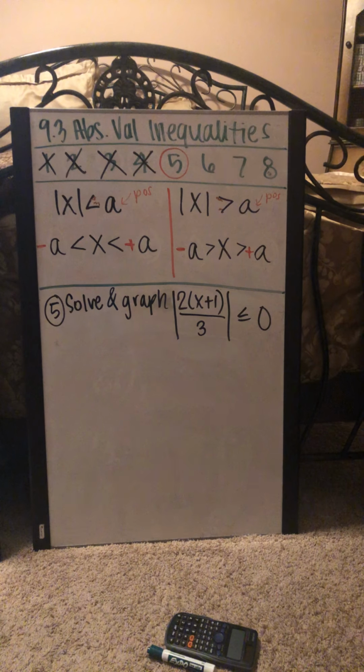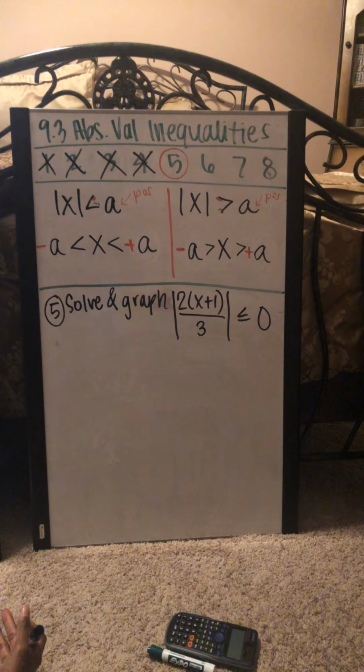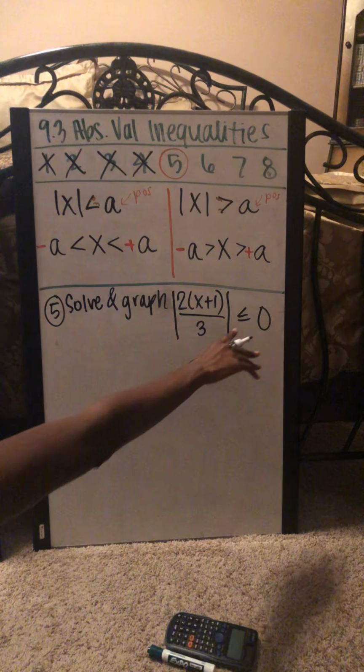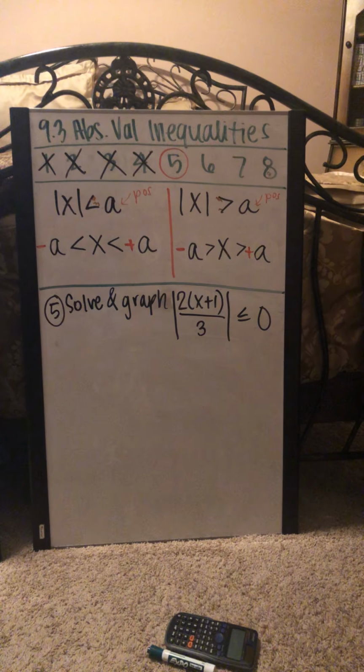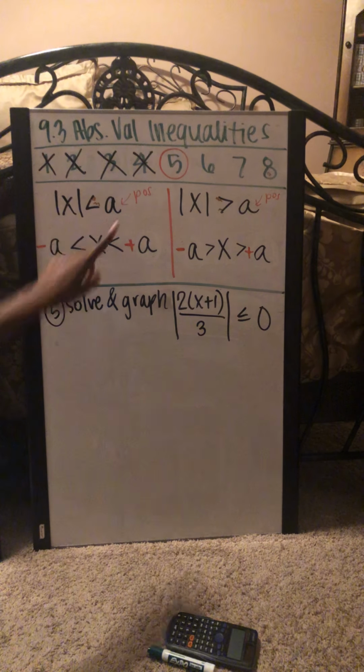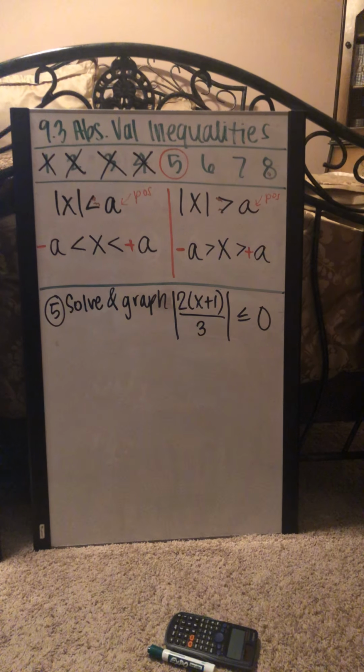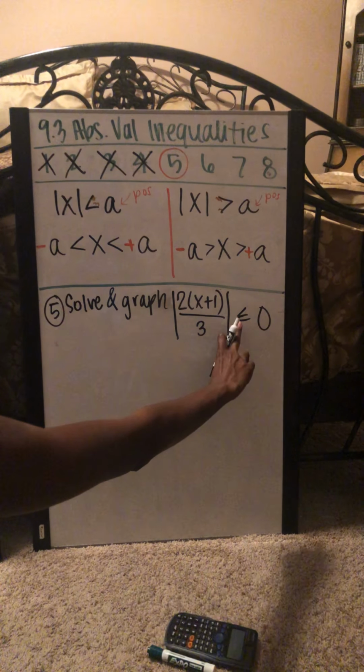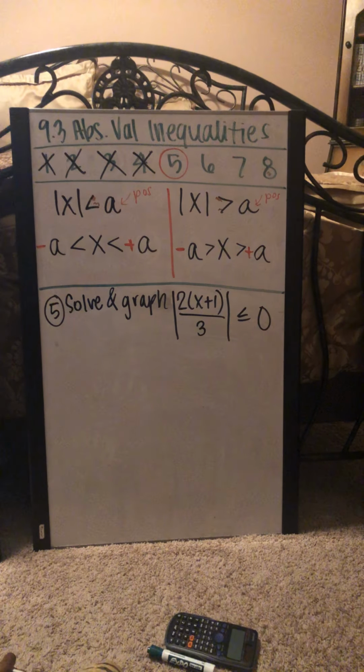Alrighty, so for example 5, this one's a little bit different because we have this 0. Remember that when you're working with inequalities, this right here means less than or equal to, right? But essentially, absolute values can never be less than 0 because our a always has to be positive. So whenever you have these absolute values and there's a 0 there, you can actually get rid of the inequality and just set it equal to 0.